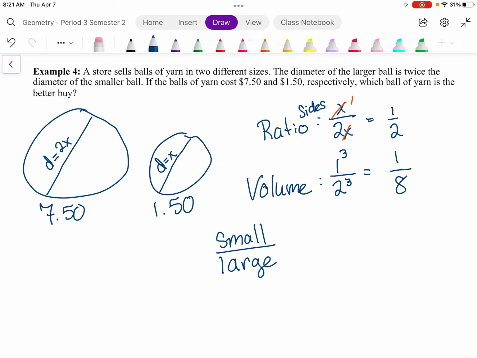So we are going to compare the ratios that we have for the volume. So we have the ratio of 1 to 8. And we are going to compare that to the ratio of the prices. So we don't have that yet, so we're going to write that. So we have 150 over 750. And we can simplify that. 1.5 divided by 7.5. And that's going to give us 1/5.